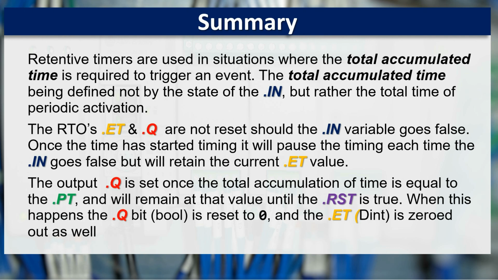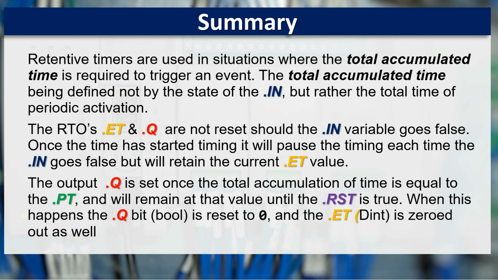Retentive timers are used in situations where the total accumulated time is required to trigger an event. The total accumulated time being defined not by the state of the input .IN, but rather the total time of periodic activation. The RTO's elapsed time .ET and output .Q are not reset should the .IN variable go false. Once the time has started timing, it will pause the timing each time the .IN goes false, but will retain the current time in the elapsed time value.